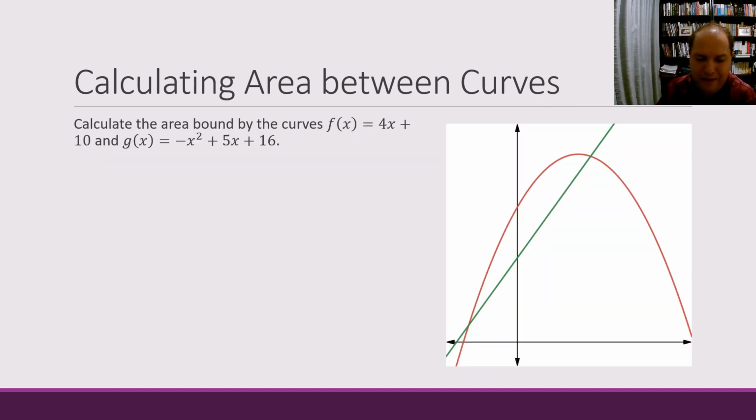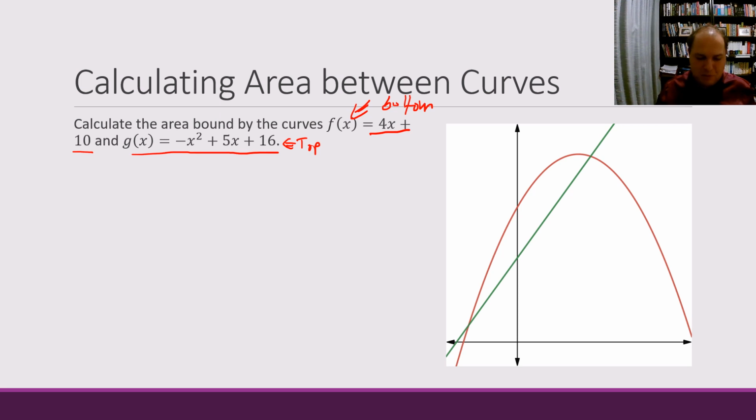Alright, so let's give that a go then. We've got our two functions here. We've got f of x equals 4x plus 10, and g of x is negative x squared plus 5x plus 16. Now, we've got a sketch here for us. Key thing to notice, students, is that this second one is our top curve, and f of x in this case is actually our bottom curve. So even though it's a bit different to the notation we had in our previous example, the key language is top and bottom. So the parabola is the top function in this case, and the line is the bottom function.